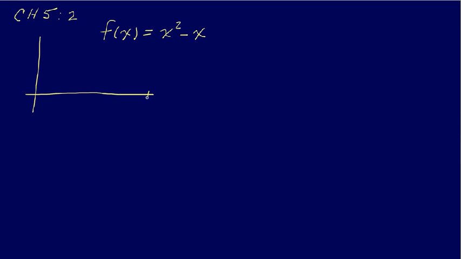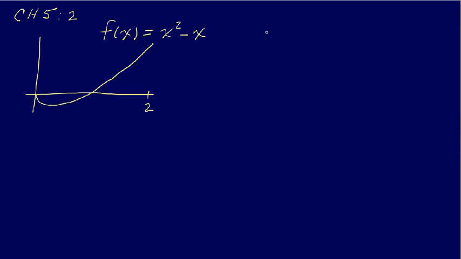Problem is Chapter 5, Review, number 2. The problem asks you to take the function f of x equals x squared minus x and take a look at it on the interval from 0 to 2 to estimate the value of the definite integral by using Riemann sum with 4 subintervals and using the sample points to be the right endpoints of each interval.